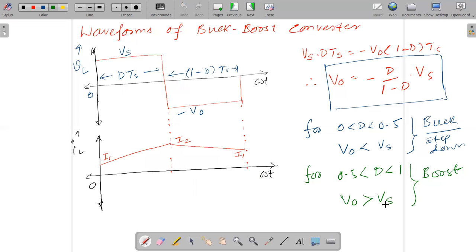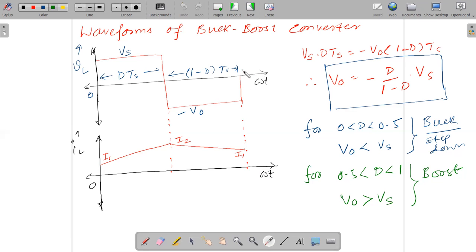Now these are the waveforms of the buck boost converter. You can see over here that when the switch is on, the voltage is equal to Vs for D times Ts, which is nothing but the T on period, during which the current increases from I1 to I2. This is the duration in which the switch is turned off. So the output is equal to minus V0, and it is for the T off duration, which is nothing but Ts into 1 minus D, that is the T off period.